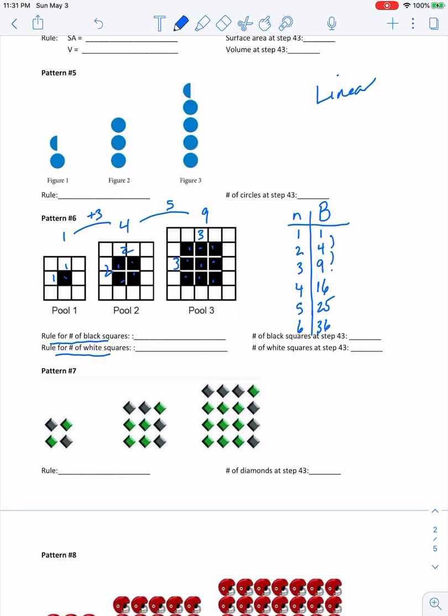When you do the first differences, to get from 1 to 4, that's adding 3, then we add 5, then we add 7, then we add 9, then we add 11. That's not linear. However, if we do what's called the second differences, you'll see that they show a linear pattern in the first differences. So that is a characteristic of a quadratic relation.